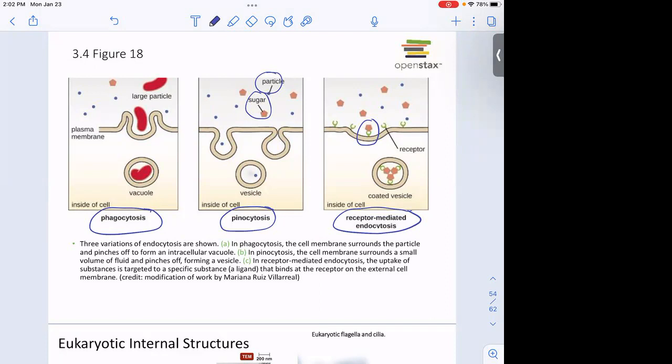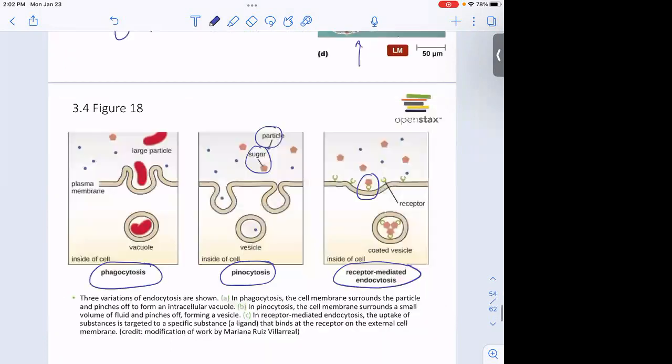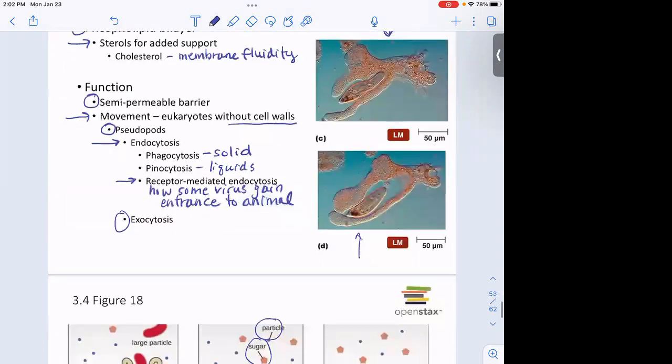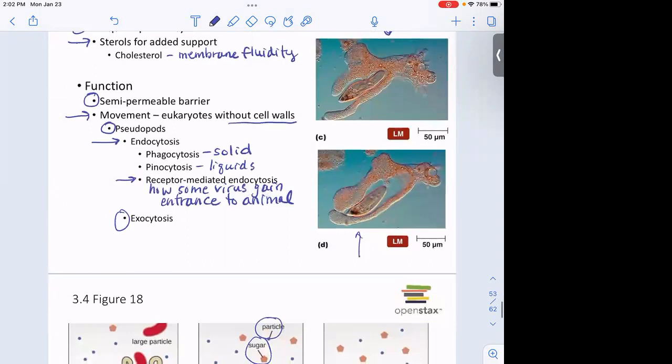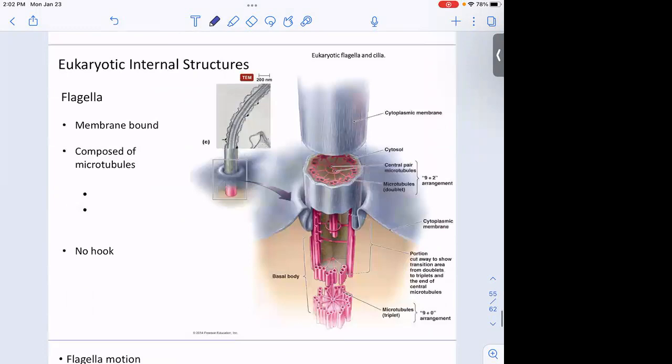So that's how COVID gains entrance to our cells. It binds to the ACE2 inhibitor or ACE2 receptors in our lungs. Right? Again, kind of a dirty trick. Okay, so again, bacteria can't do that phagocytosis. They've got a cell wall that prevents that. Another structure that we spent some time on for the bacteria was the flagella.